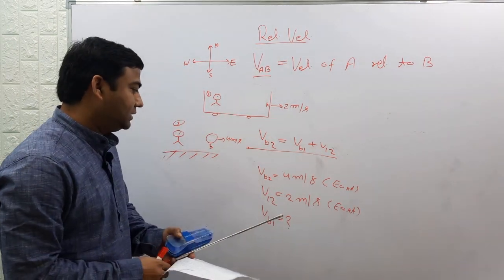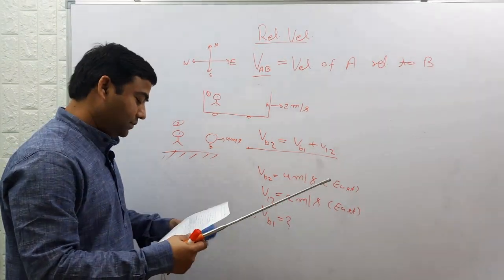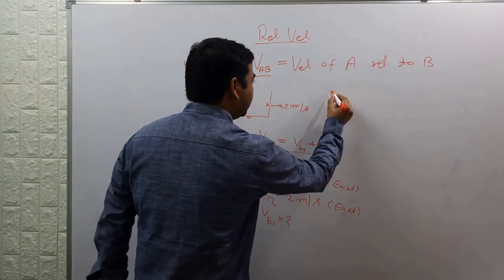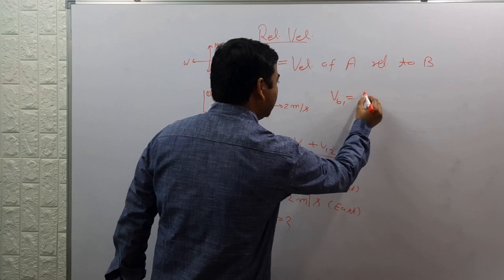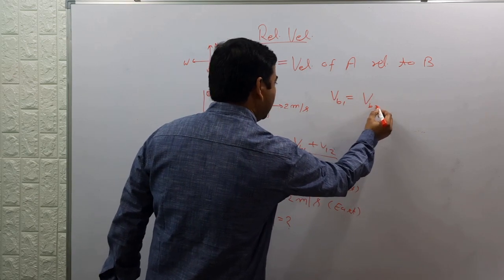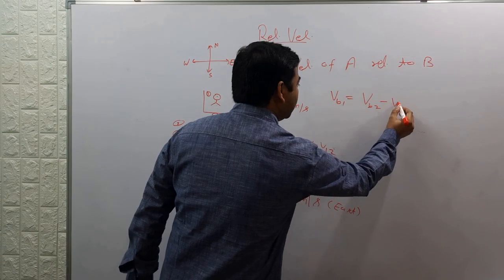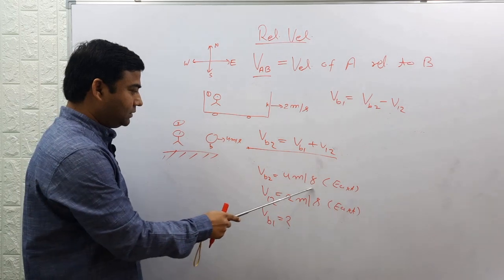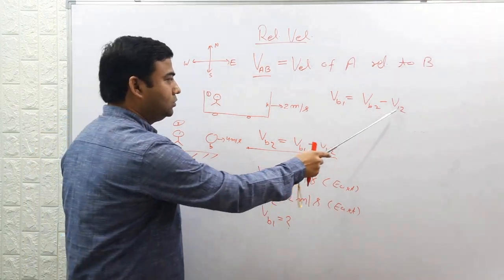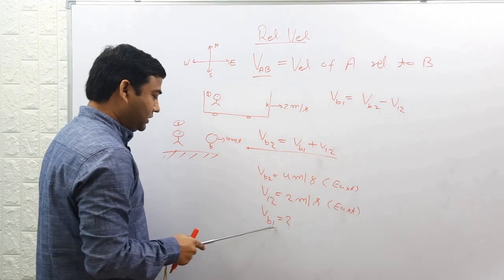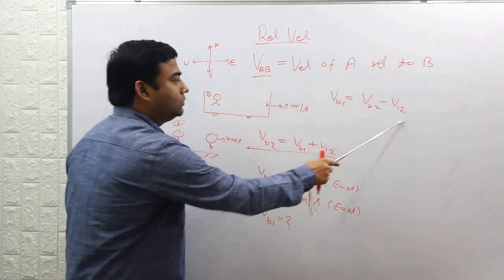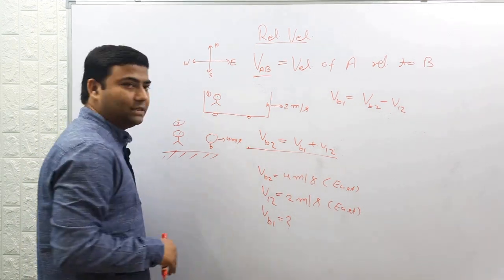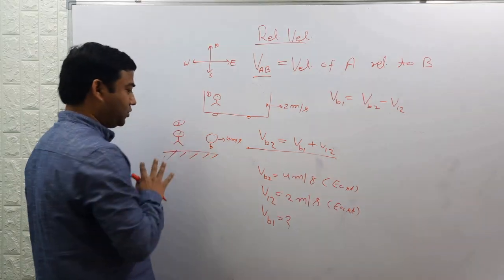So here you will see the subtraction formula is simple and the addition formula is lengthy. By the subtraction formula you can easily say VB1 is equal to VB2 minus V12. VB2 is given, V12 is given. So this VB1 can directly be found by the subtraction formula, whereas with the addition formula you cannot directly apply it in this problem.